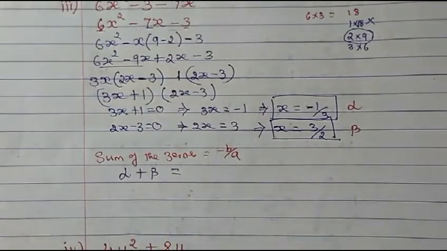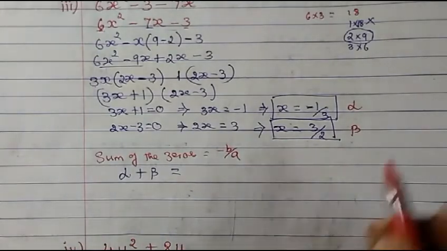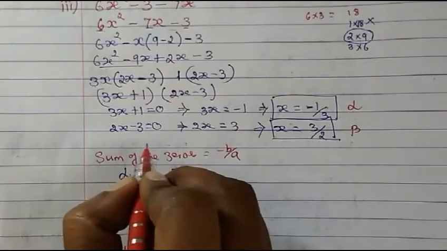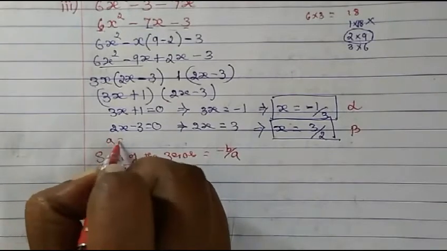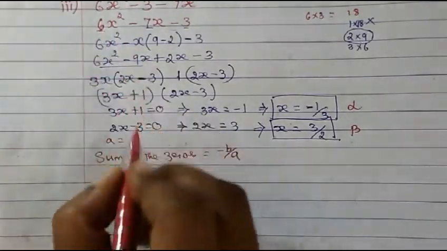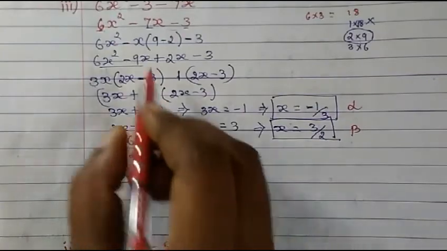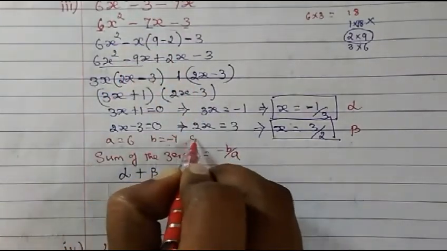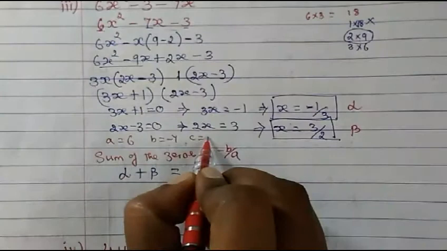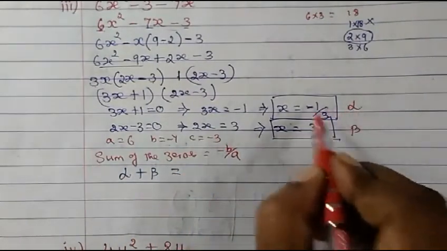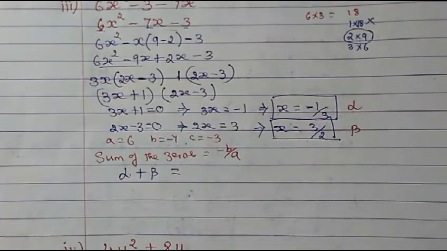Minus b is, let's write down the value also. Value let us write down. A is what? A is 6. B is minus 7. C is minus 3. And we have alpha here, we have beta here.